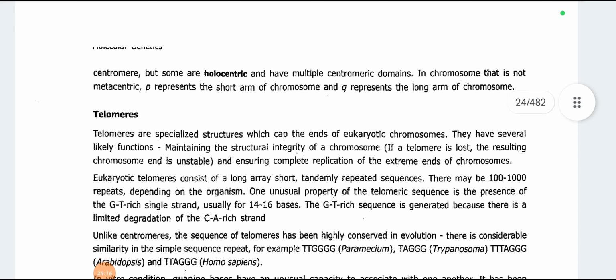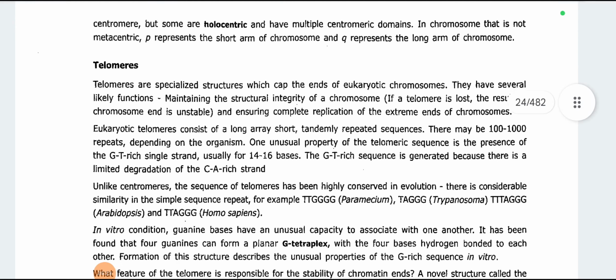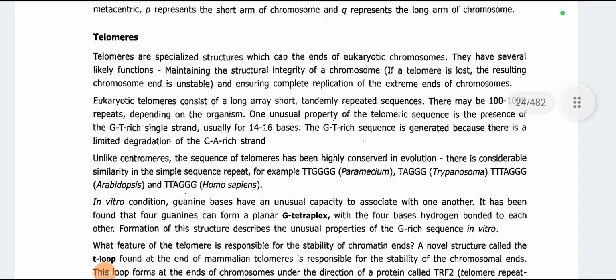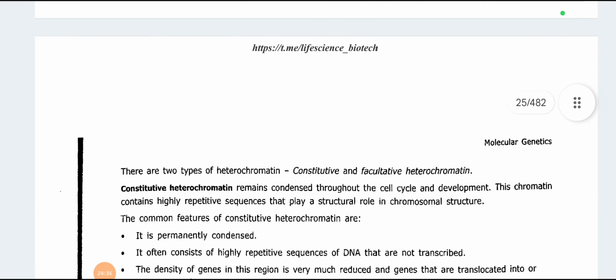And in a chromosome that is not metacentric, one arm is bigger and one arm is smaller. In that case, P represents the short arm and Q represents the long arm of the chromosome. You can look at the picture somewhere, because here it is not given.